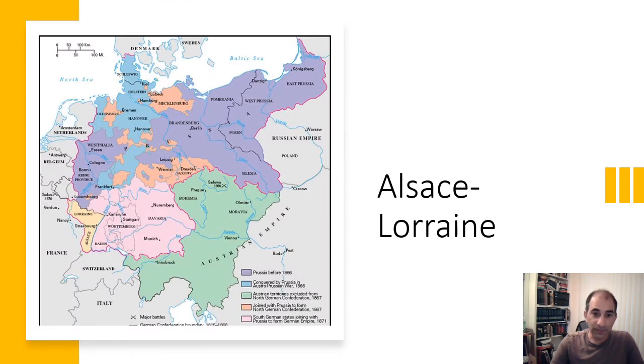So here's our map. So this is the jigsaw puzzle. So here you can see on this map, Prussia in purple. Everything in purple on this map is Prussia, and that's the area that Kaiser Wilhelm I controlled. What about all these other colors that we're concerned about? The areas you see in blue here, all of that was controlled by Austria. Austria had influence in that area.